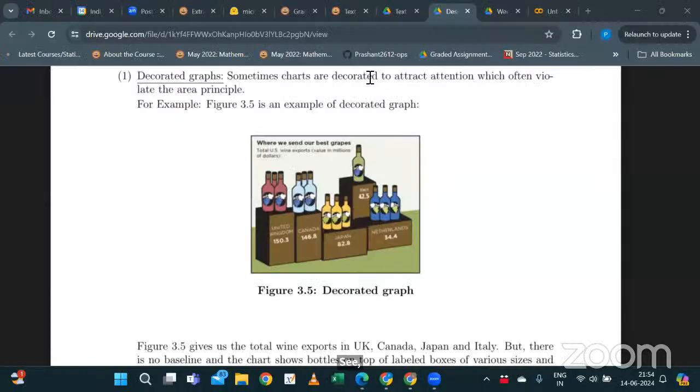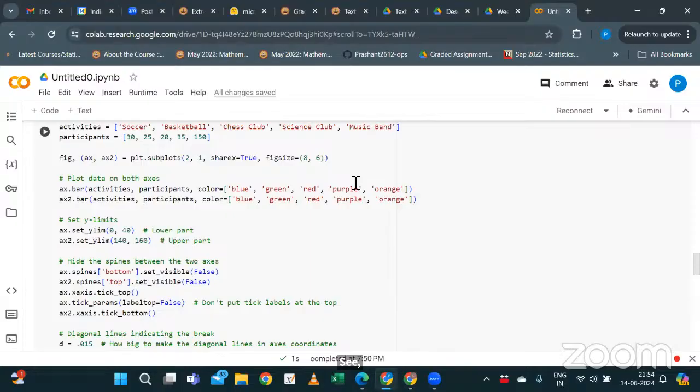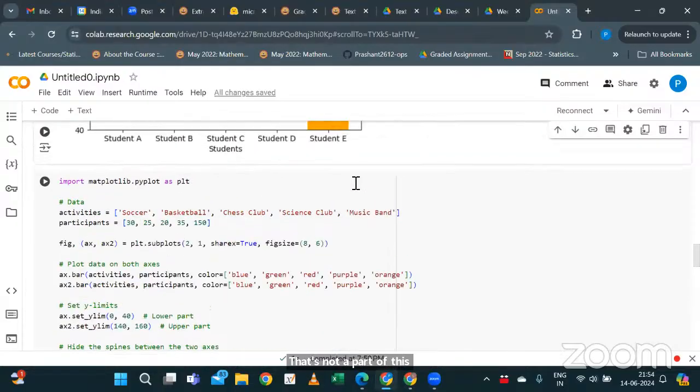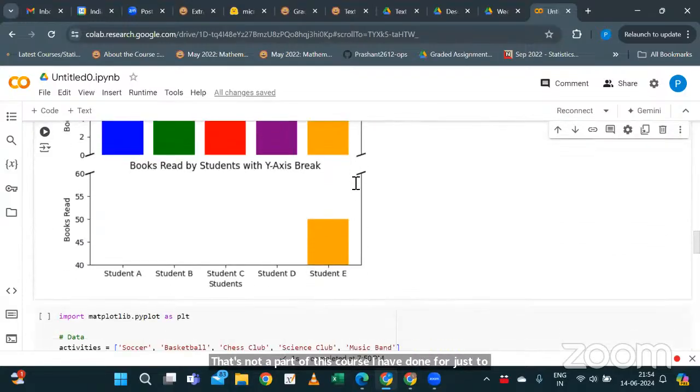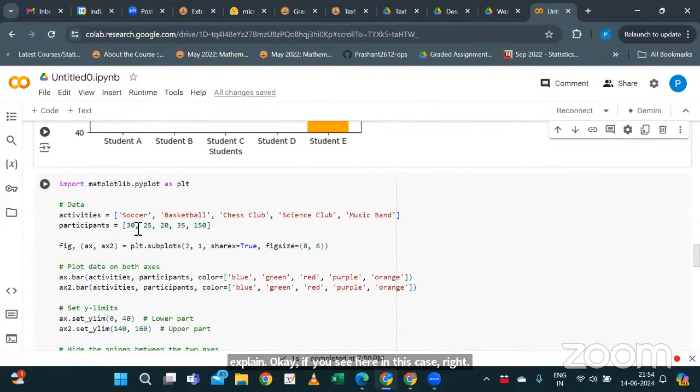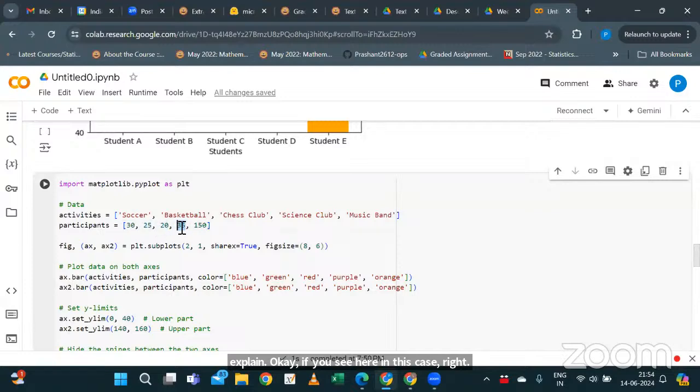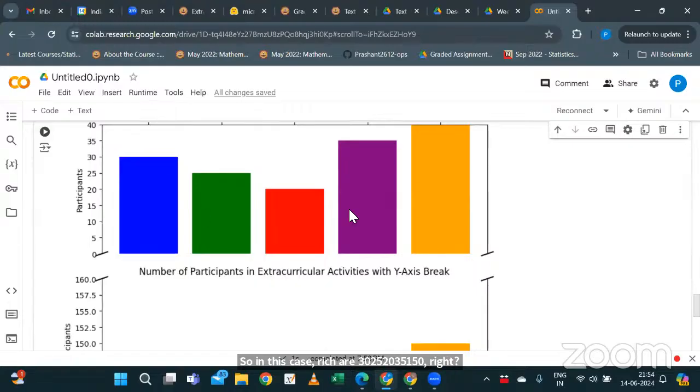If you don't do it for the main data, that means what? Okay, let me go to that Colab file. Actually, don't worry about this code and all. That's not a part of this course. I have done it just to explain here. If you see in this case, the rest are 30, 25, 20, 35, 150, right? Then what you can do is make this break.